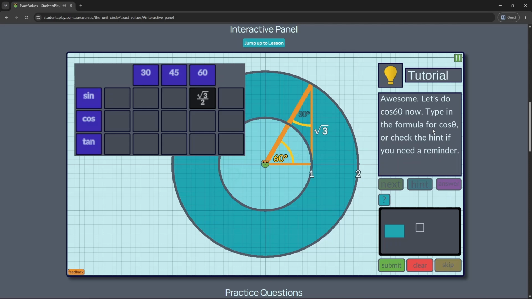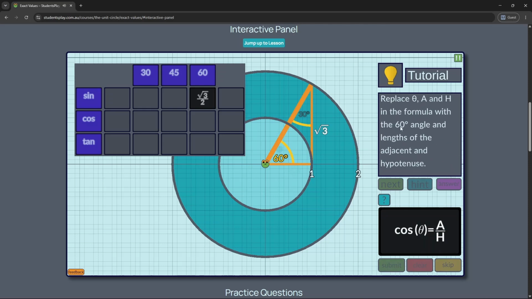Type in the formula for cos theta, or check the hint if you need a reminder. So cos theta, and then SOHCAH, which is A over H. Nice. Replace theta, A, and H in the formula with the 60-degree angle and lengths of the adjacent and hypotenuse. So theta is 60. Adjacent is down here, which is 1. Okay, and the hypotenuse is 2, just like before.